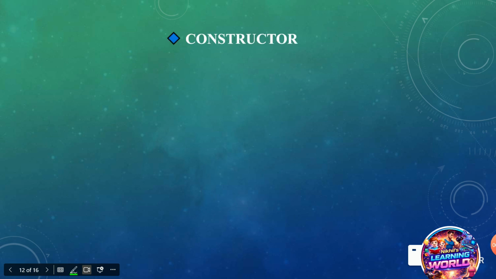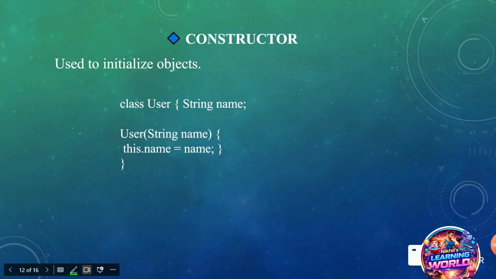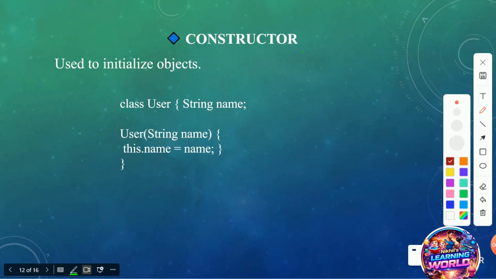So the next topic is a constructor, and in Kotlin there are primarily two constructors, a primary constructor and a secondary constructor. The primary constructor is the main constructor of your class, defined in the class header, and can directly initialize the properties. By using a constructor we can pass the data directly when creating an object. Whenever we are creating any object, at that time we can pass data directly with the constructor.